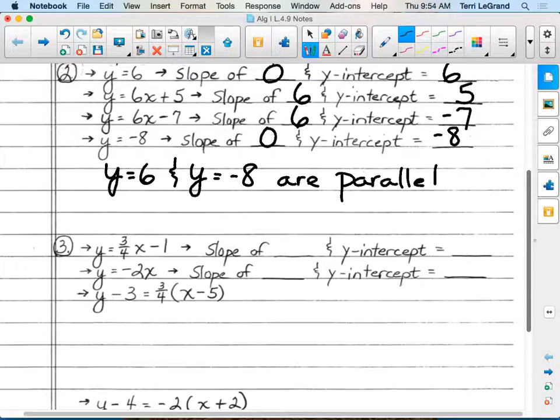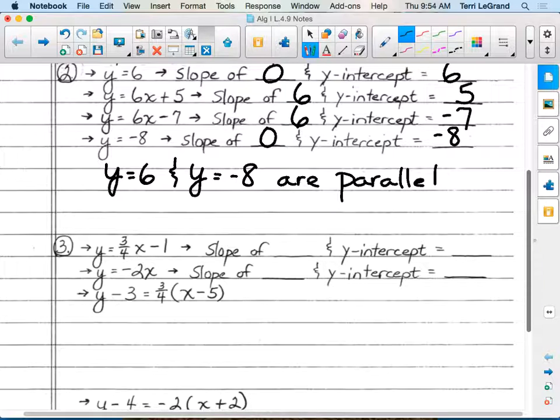Anybody happen to know the mathematical symbol for the shortcut way of writing parallel? In case you want to use it, because remember you could use M for slope and you could use B for y-intercept. If you don't want to write the word parallel, anybody happen to know it? Well, then I guess we don't get to use it.